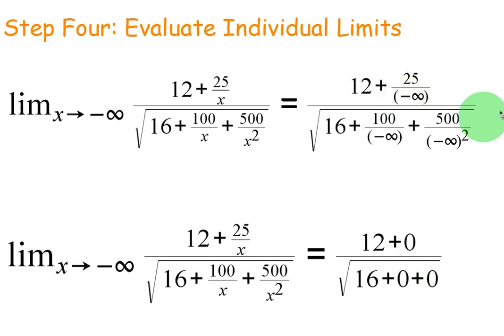Okay, so moving along to the bottom, square root of 16 plus, again, this is 100 over negative infinity, which is going to approach 0. Same thing for this. The 500 doesn't matter. 500 over negative infinity squared, well, that's still going to be a really big number on the bottom. It's going to approach 0.